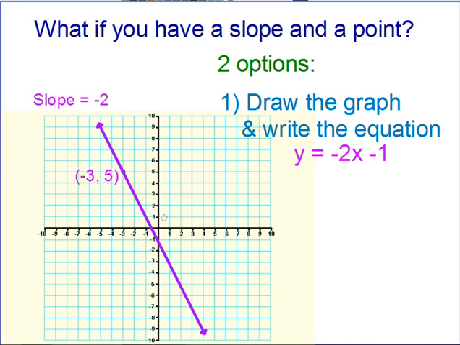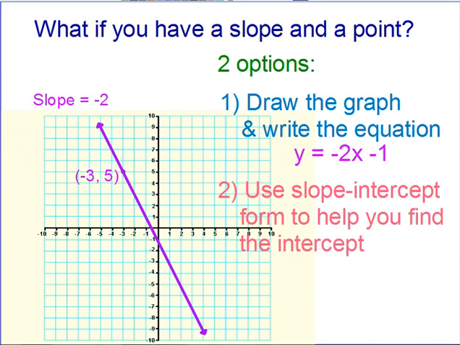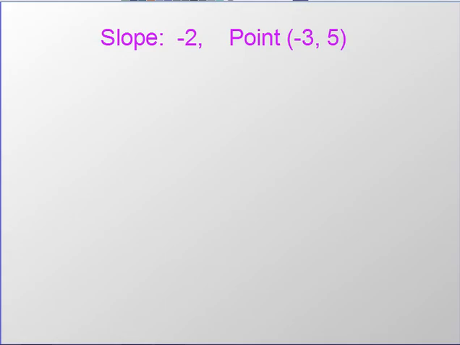My slope was already given. When I draw in the line, my y-intercept is -1. But I have another option too. I can use slope-intercept form to help me find that intercept, because really that's the only thing that I'm missing. Because the only two requirements are my slope and my intercept.